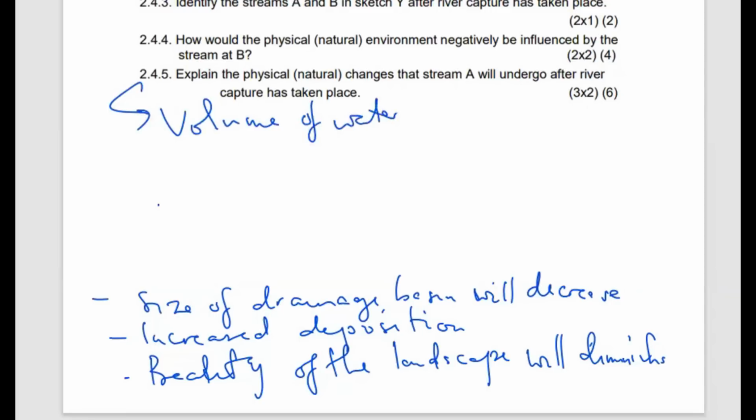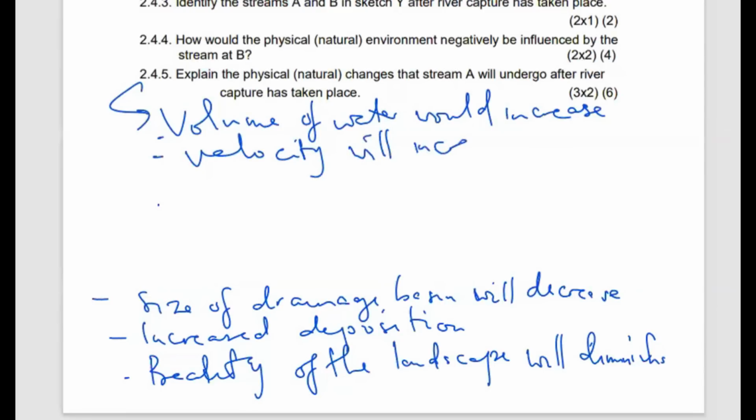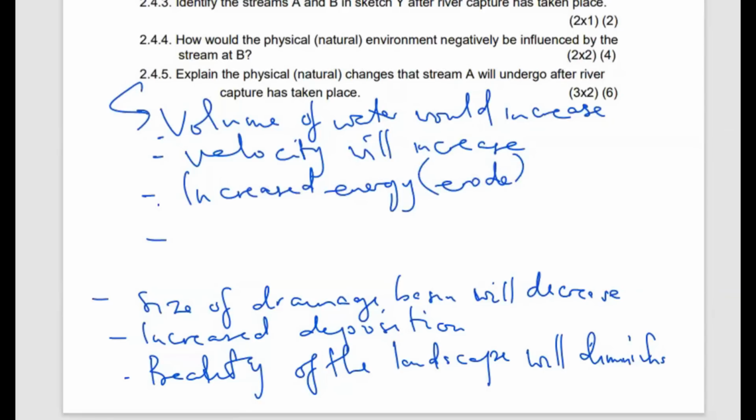Because it's now having extra supply of water, its volume of water would increase. And besides the volume of water, we also look at the velocity. The speed at which the water is going to flow would also increase. Because of increased discharge, the velocity is also going to increase. And there will also be increased energy. The river will have increased energy to erode. There will be more erosion taking place because of extra energy which has been gained from extra discharge from the river which has been captured.